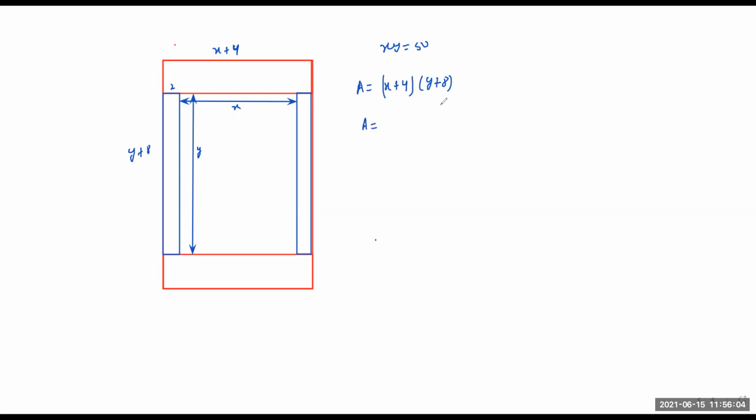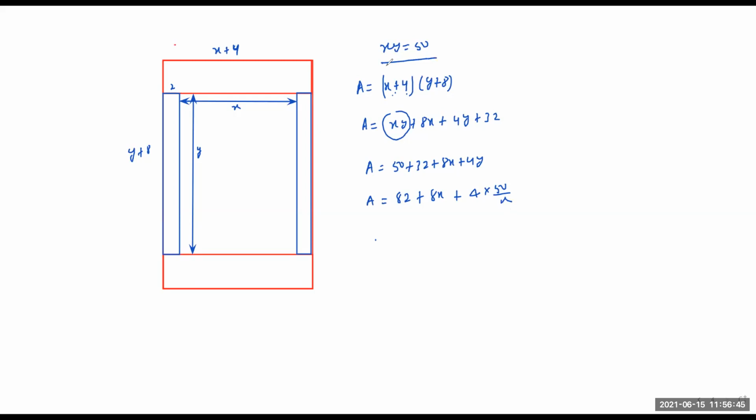So if I multiply both, I'll get xy plus 8x plus 4y plus 32. And we know that xy is 50. But again, we have two variables, like we have x and y. So we can replace y as 50 by x. That's easy. That's quite easy, right? Yes.